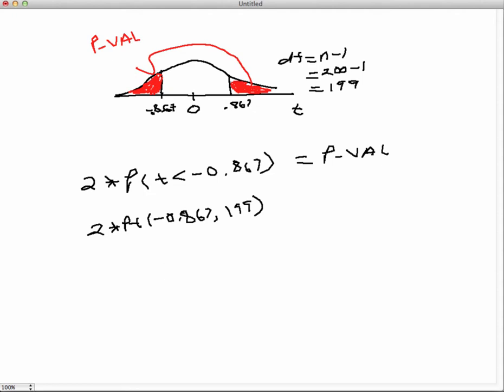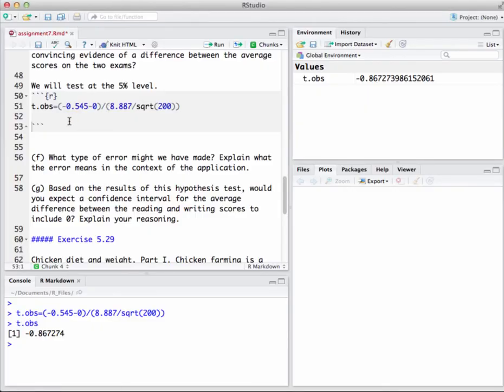So let's go ahead and get into RStudio, and let's put that in our chunk. I'm not going to type the number in. I'm just going to use my t.obs because I already did that. In other words, we know the t.obs is negative 0.867274, right? That's what's stored in there, so we'll just use that. So 2 times pt, and then t observed. Put the left parenthesis in there, and put in t.obs. There we go. And then put in 199 in there.